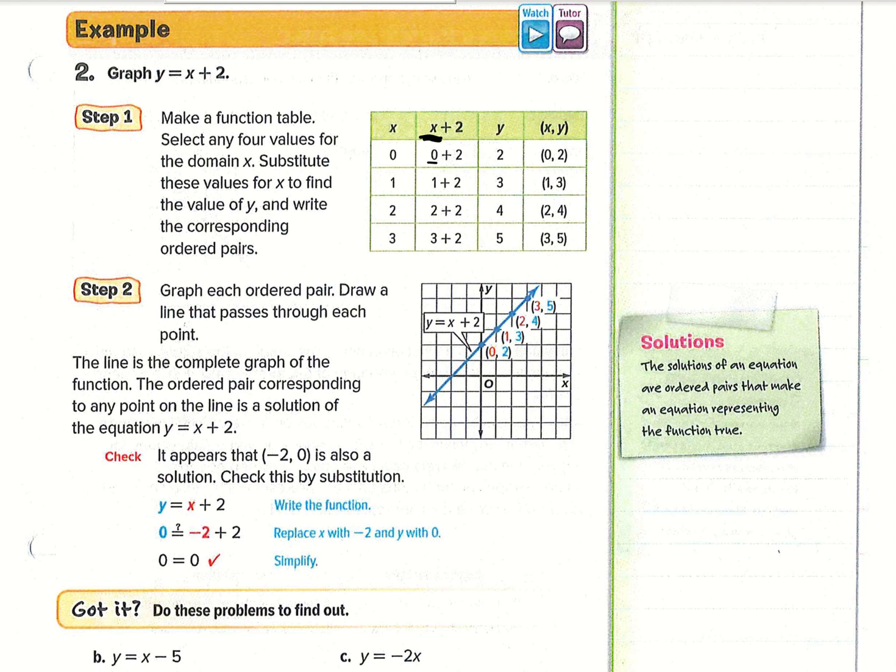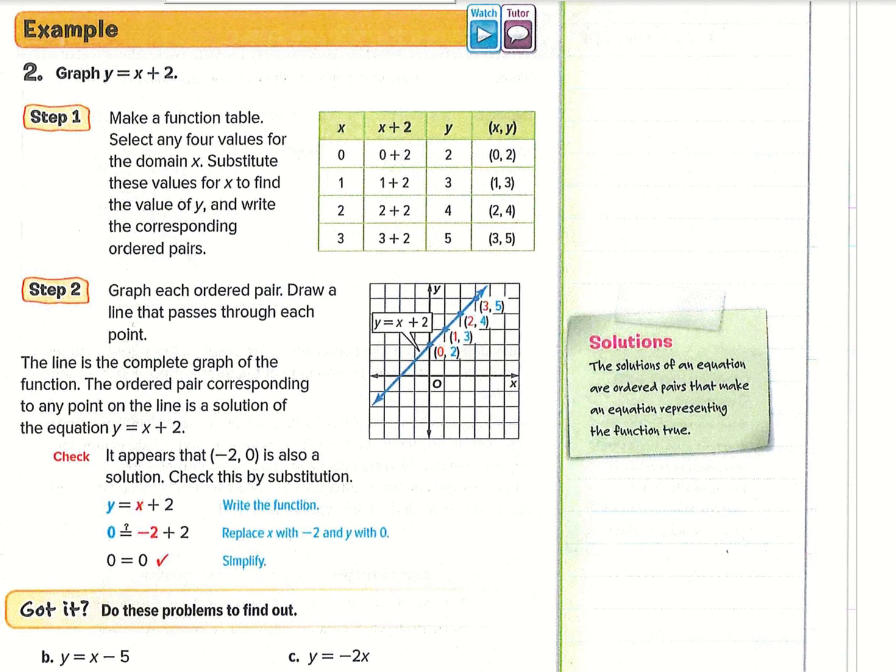So you can see that here, here, here, and here, they've done that for each one. Okay. Then you're going to solve to find y. All right. You can see those additions pretty clearly. 0 plus 2 is 2. 1 plus 2 is 3, and so on.